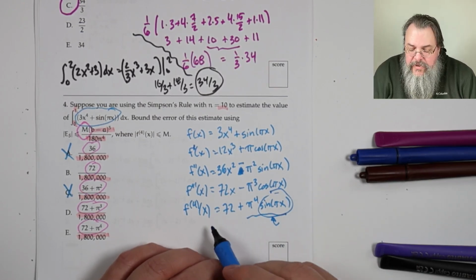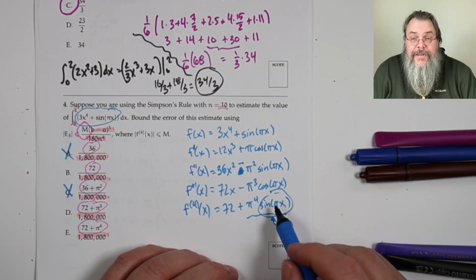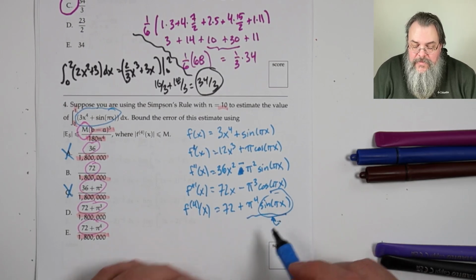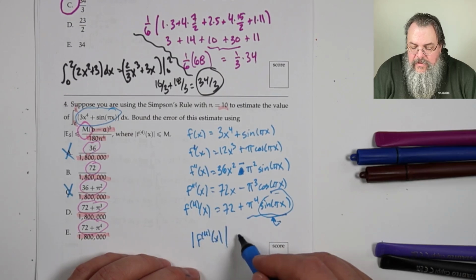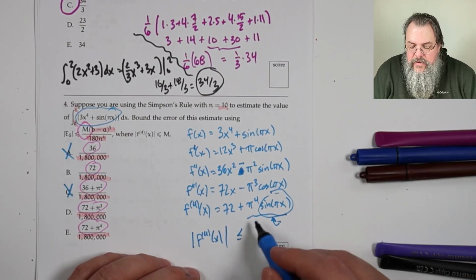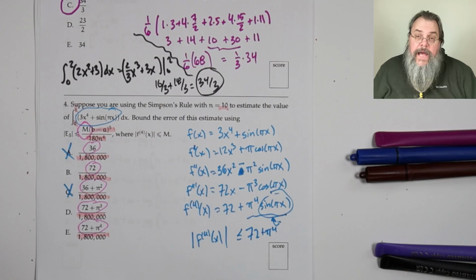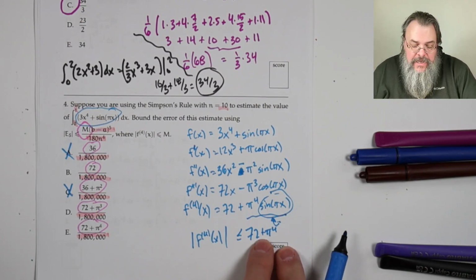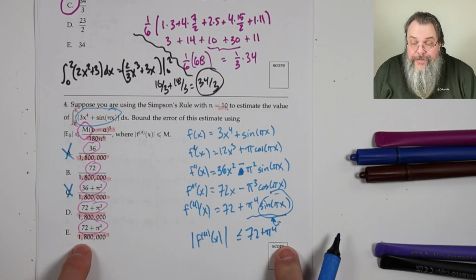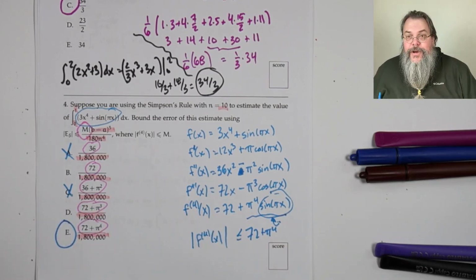So the biggest this whole thing can get is determined by how big this can get, and that can get as big as 1. So we have that the size of this is going to be less than or equal to 72 plus pi to the 4th. And that happens at x equals 1/2, and that's when we maximize it out. So we're looking for, remember this was our M, that has to be one of these values. It's E. All right. Good.